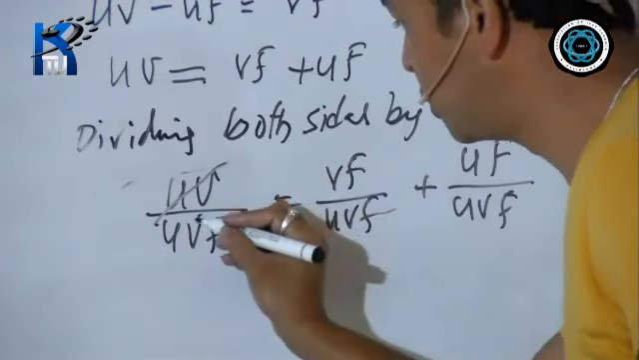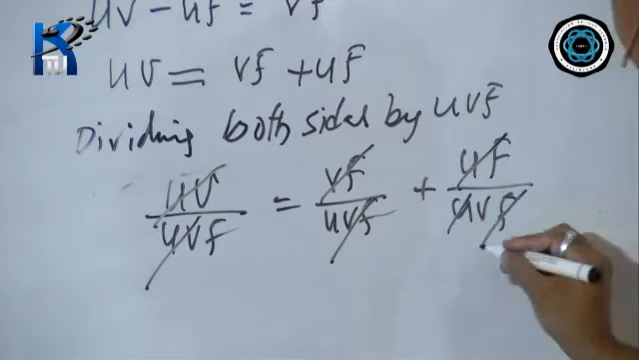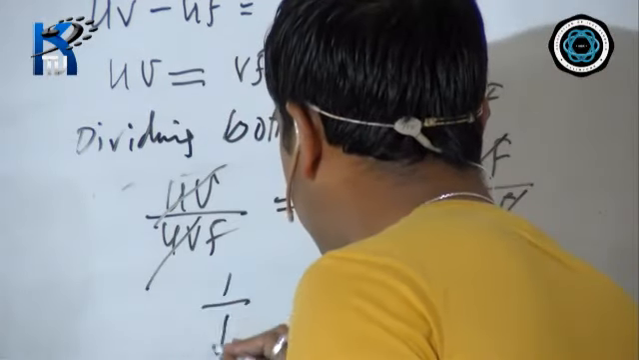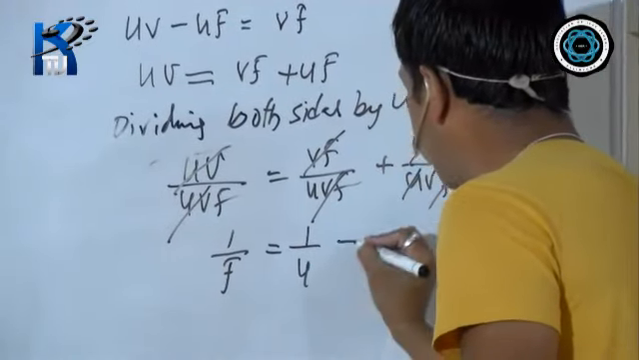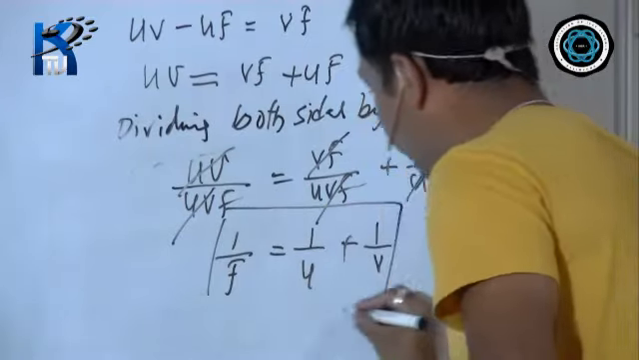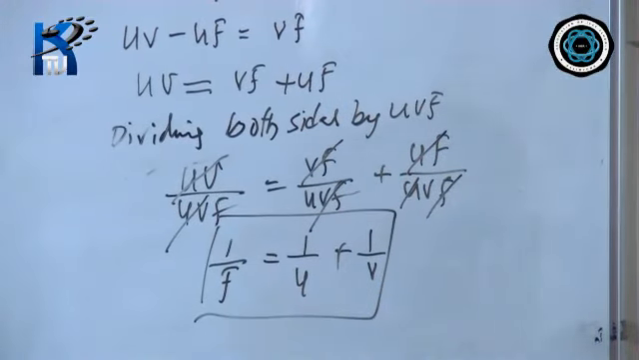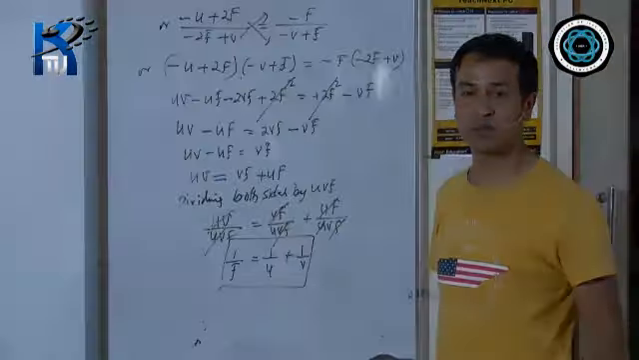So you can see ub cancels out, bf cancels out, uf also cancels out. So what is the remaining expression? On the left hand side, 1 by f equals 1 by u plus 1 by b. So this is the final expression of the mirror formula that I derived for the concave mirror, but this relation is even true for the convex mirror. Thank you.